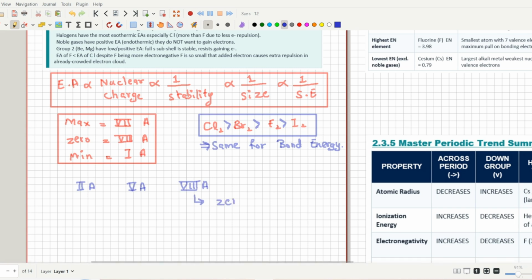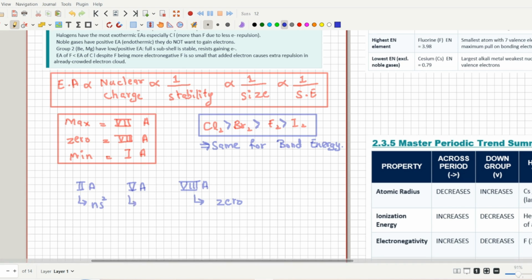So that's why it is an exceptional case. If we talk about 2A elements, just as we talked about before in ionization energy, they have electrons in the s subshell. That's why they are an exceptional case for electron affinity. Just like in ionization energy, 2A has higher electron affinity than 3A. And 5A has greater electron affinity than 6A.